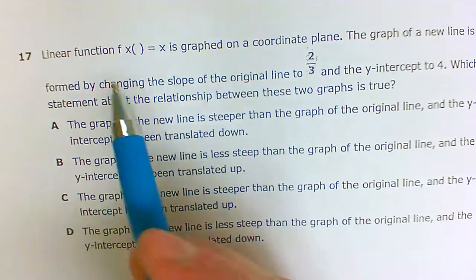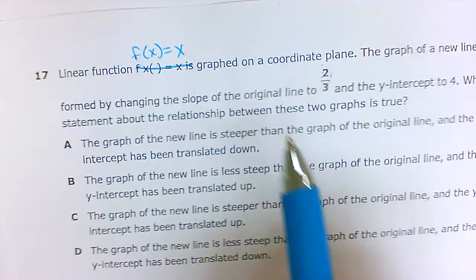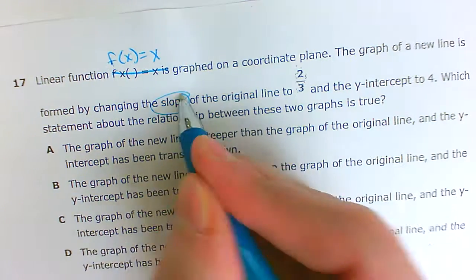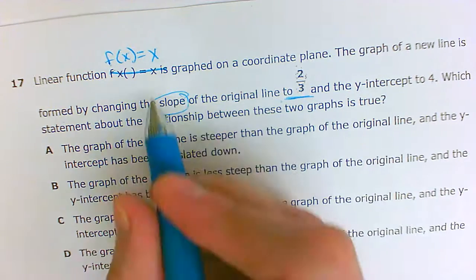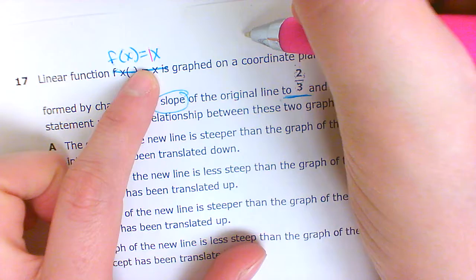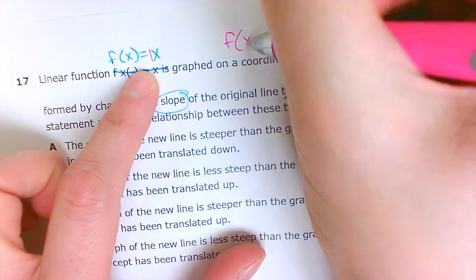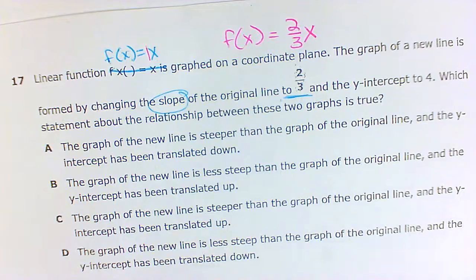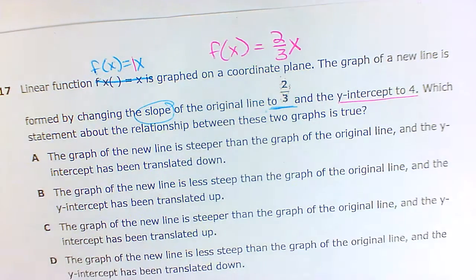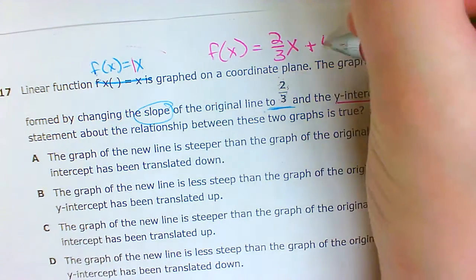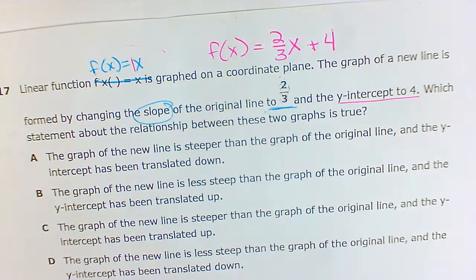Number 17. This linear function, and it's supposed to say f of x equals x, is graphed on a coordinate plane. The graph of a new line is formed by changing the slope of the original line to 2/3. Well, when you look at this problem, the original slope is the imaginary 1. So if I'm writing my new equation, they said we're going to change that slope to 2/3. So now I have 2/3 x. And they also said the y-intercept is going to be changed to 4. Now on this problem, there is no y-intercept. So if I change it to 4, I'm just adding 4 to that equation.